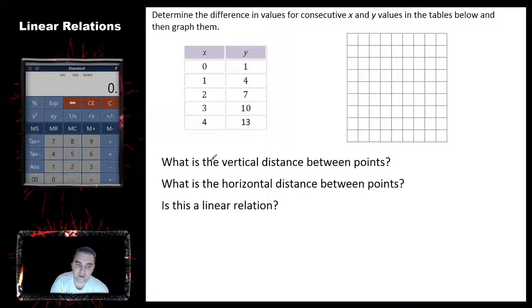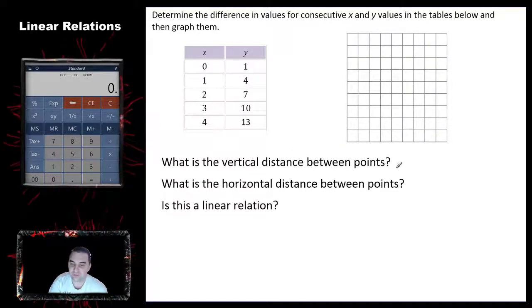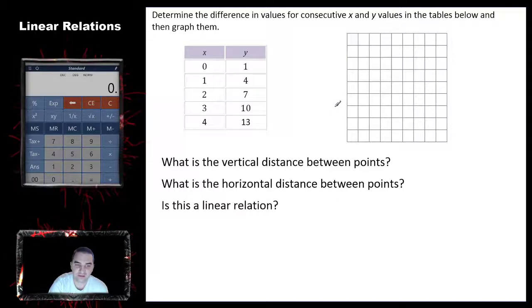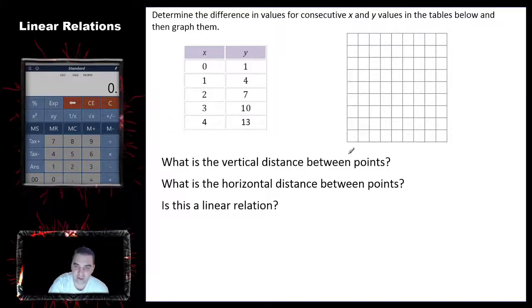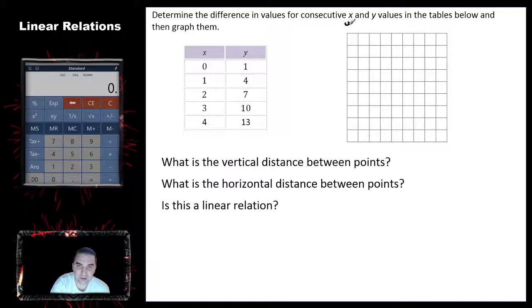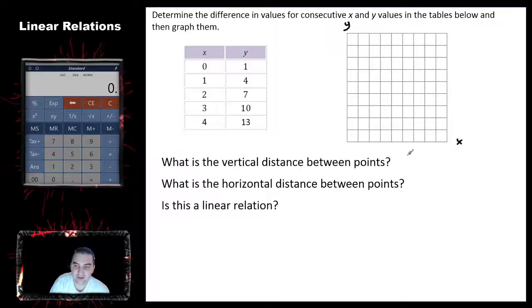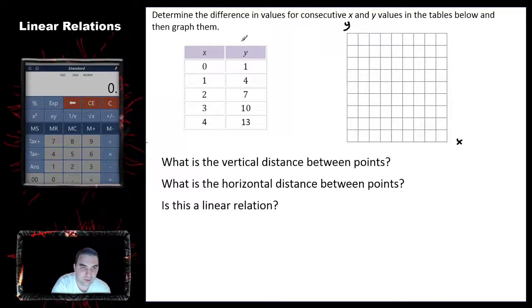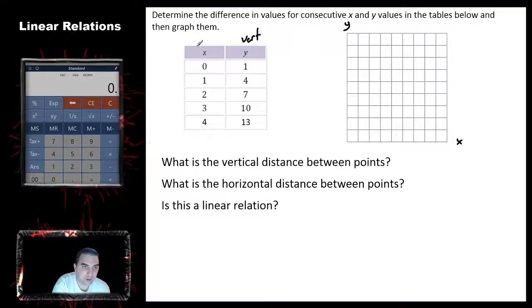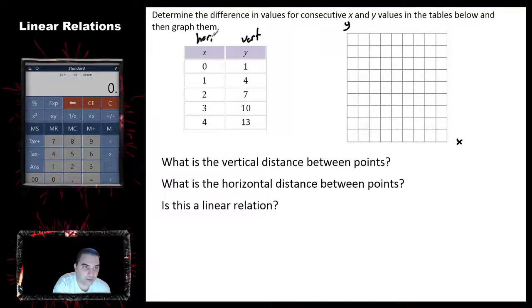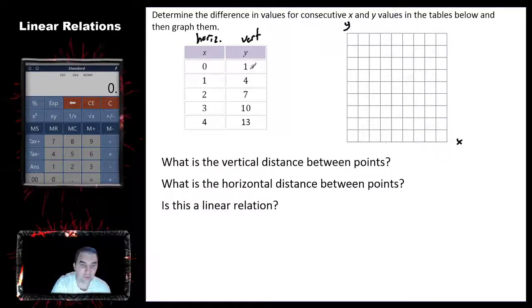First question here is, what is the vertical distance between points? Remember, vertical distance is going up and down. So that would be your y. Your x is your horizontal. So here's my vertical, and here is my horizontal. Okay? And if I'm talking about the distance between points, I just compare them.